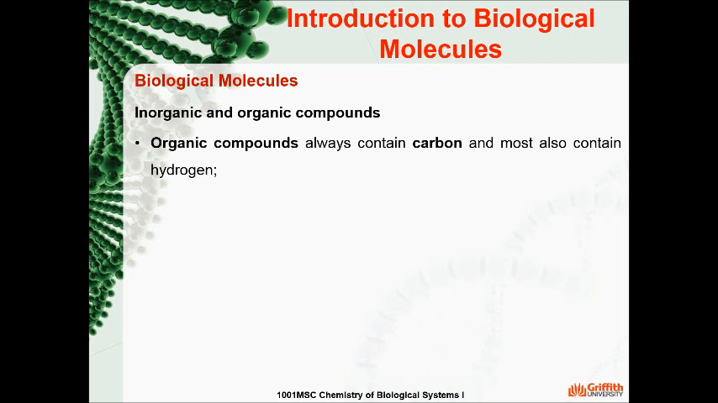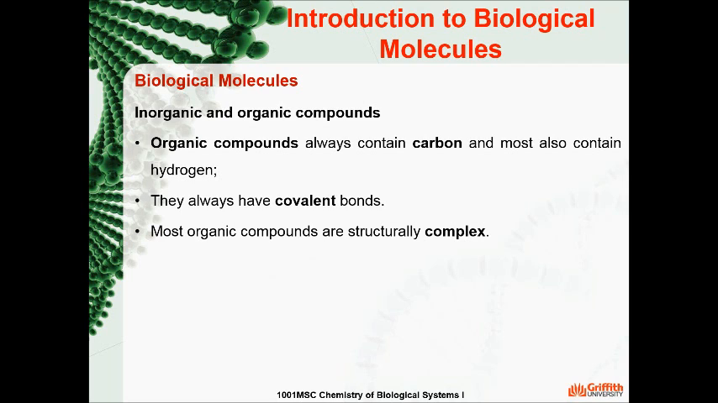Organic compounds always contain carbon, and most of them will also have hydrogen. The elements in these compounds are bonded by covalent bonds, and they can have a very complex structure.